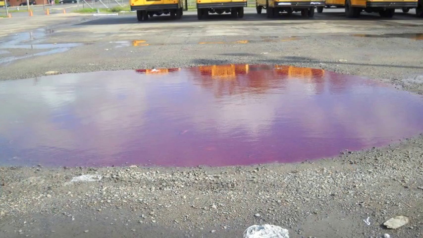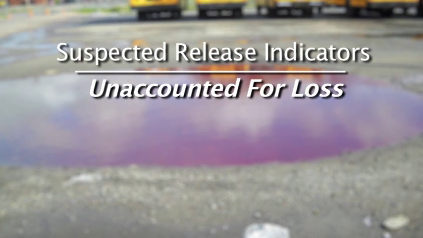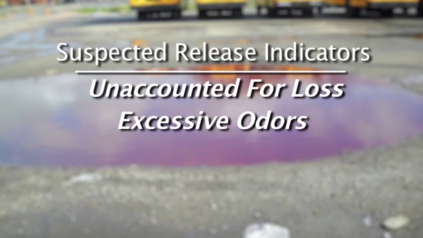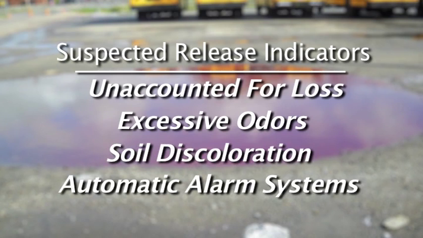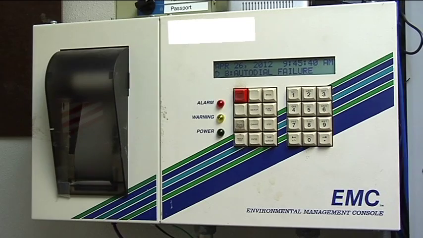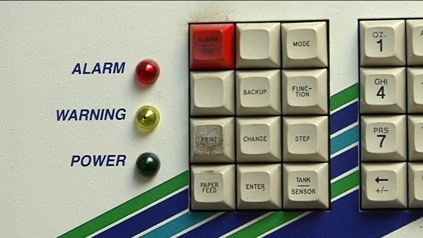Fuel releases pose significant safety and environmental hazards. Underground releases can be detected through several methods, including any unaccounted for loss of fuel through the system, excessive vapor odors, discoloration of soil compared to surrounding soil, and through automatic monitoring systems which can trigger alarms. It is important that you know all the leak detection methods and alarms used at your location.